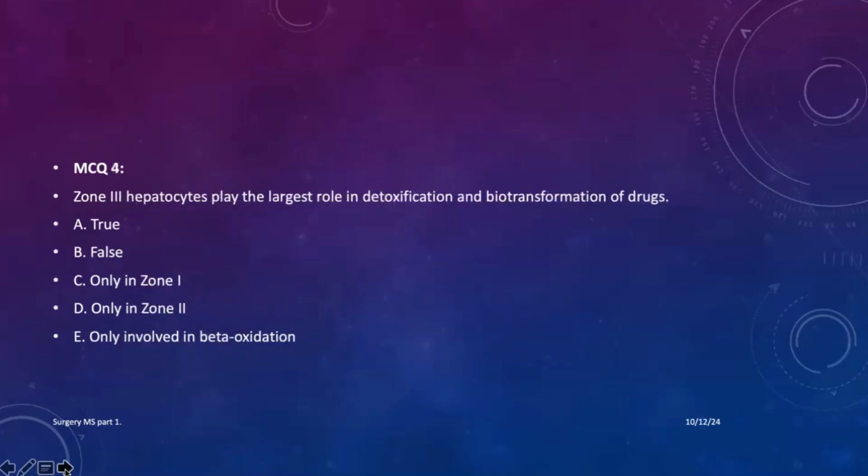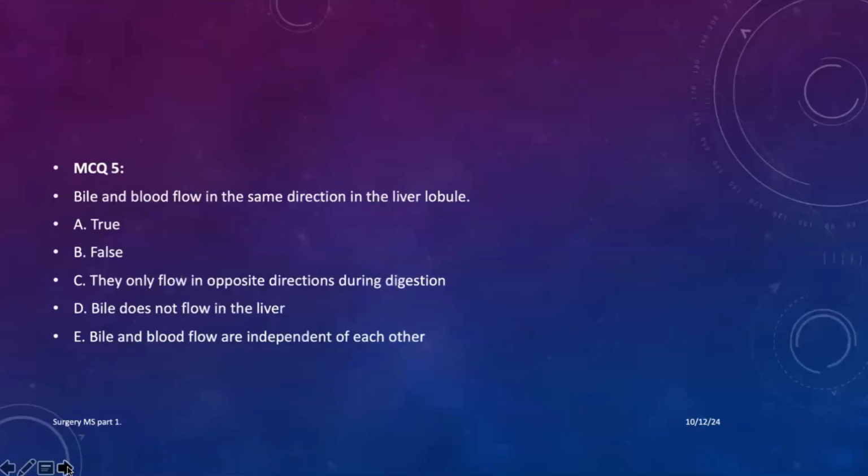How about this one? Zone 3 hepatocytes play a large role in detoxification and biotransformation of drugs. Yes, I got 2 answers as A. Yes, so large role in detoxification and biotransformations, which is true. So it is involved in drug metabolism in the zone 3, which is the most hypoxic area of the liver. So that is why if we go into an overdose, that area is vulnerable for injury. So the correct answer is A.